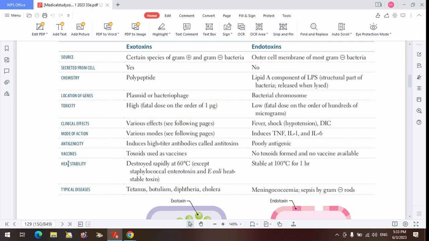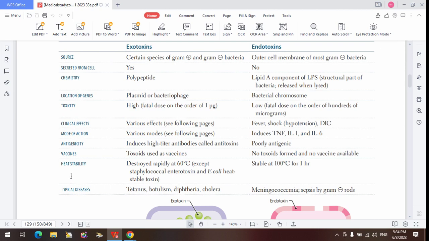Vaccines, so you can have toxoid, because you can take a piece of that polypeptide and you can conjugate it, you can do so many things with it. Once you take that polypeptide and you heat it, you inactivate it, they become toxoid. So once you take exotoxins and you inactivate them, they become toxoid. But endotoxins, you don't form toxoid against it. They don't have vaccine. They don't form vaccine.